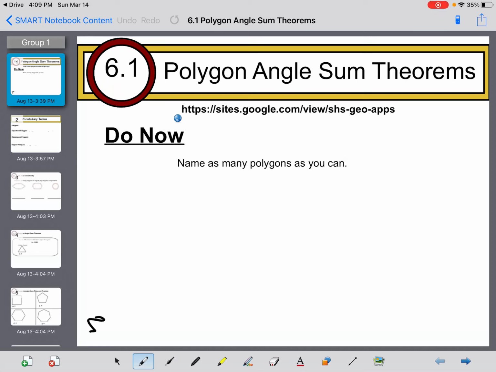Alright everyone, this is 6.1, the Polygon angle sum theorems. Okay, your do now is to name as many polygons as you can. The one that we should be most familiar with, that we've worked with the past few months, is a triangle. Okay, we go on to a four-sided figure, which would be a quadrilateral.